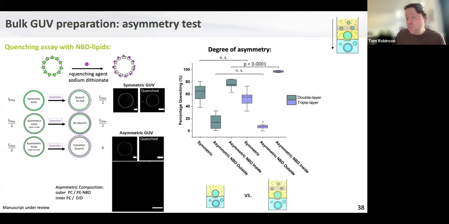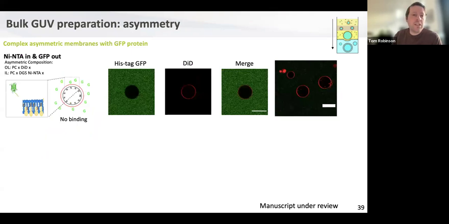But we see an improvement with our triple layer method. Here we can see it goes close to 100% in this case and much lower in this case. And when we compare the double layer to the triple layer method, we can see that about 93% of our GUVs are fully asymmetric compared to 80% previously reported. So we're quite happy with that. So we know the system works. So what can we do with it?